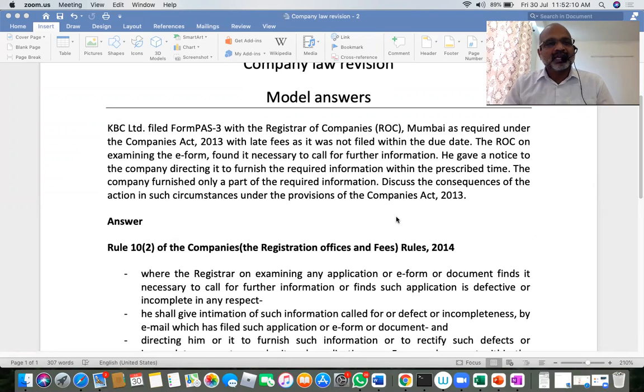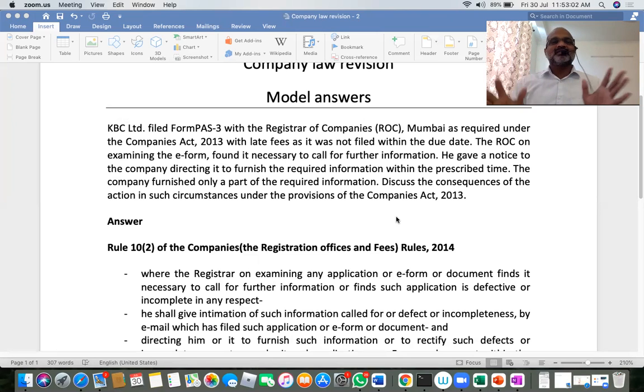This is a practical question in company law. KBC Limited filed a form PAS3 with the Registrar of Companies, Mumbai, as required under the Companies Act 2013, with late fee as it was not filed within the due date. The ROC, on examining the e-form, found it necessary to require extra information. He gave a notice to the company asking it to give the required information within the prescribed time. The company furnished only a part of the required information. Even after the ROC asked for further information, the company again gave incomplete information. So we call it incomplete information, incorrect information, false information, insufficient information. That could be a document or an e-form.